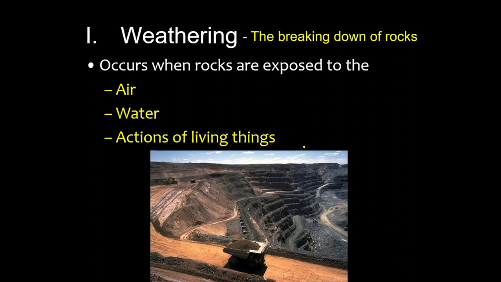Okay, and this is a really good example of weathering. This is a mine, and you can see that this is a giant dump truck taking out some of the rocks that have been broken apart here, so we have access to different ores that we need out of the ground. For example, iron, aluminum, coal, things like that.